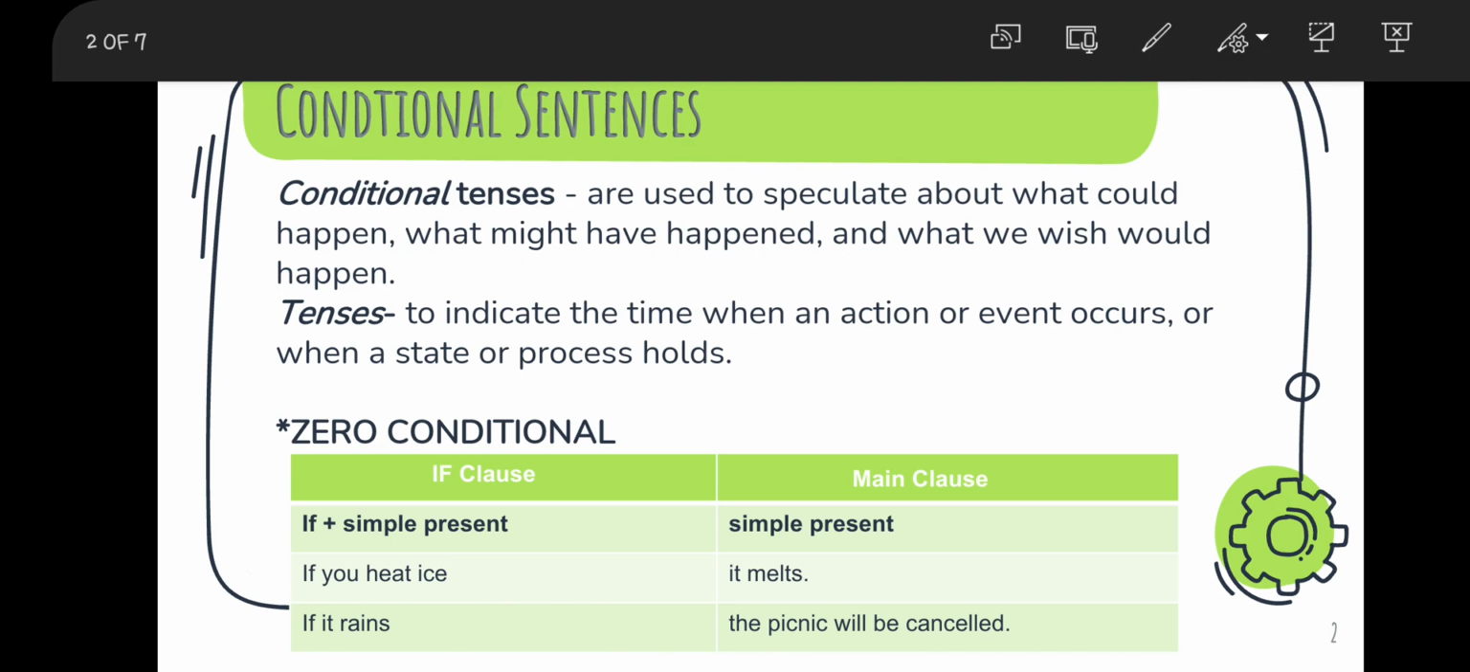The term tenses indicates the time when an action or event occurs, or when a state or process holds. Many conditional forms in English are used in sentences that include verbs in one of the past tenses. This usage is referred to as the unreal past, because we use a past tense but we are not actually referring to something that happened in the past.